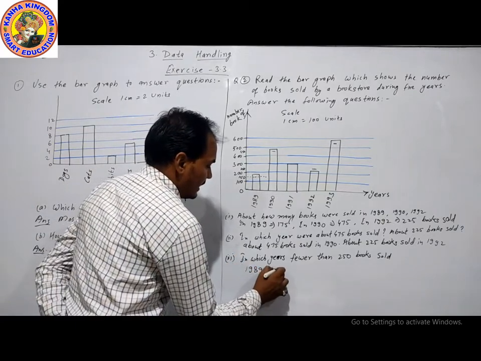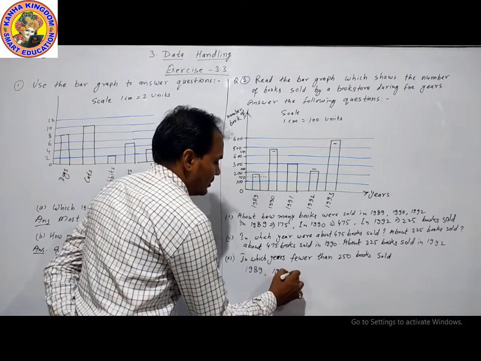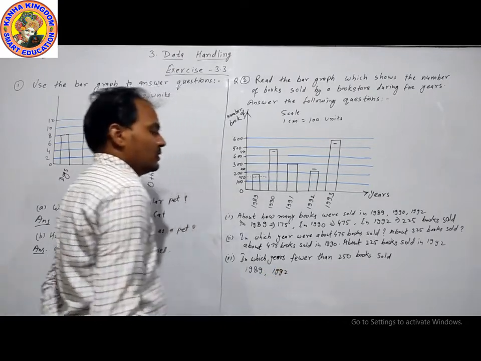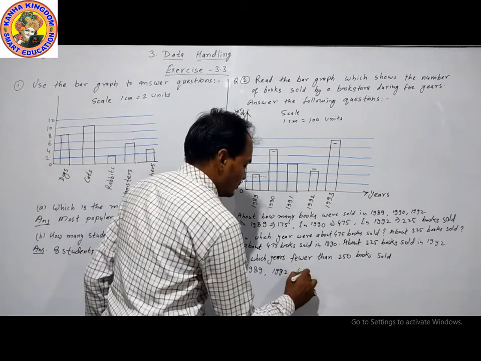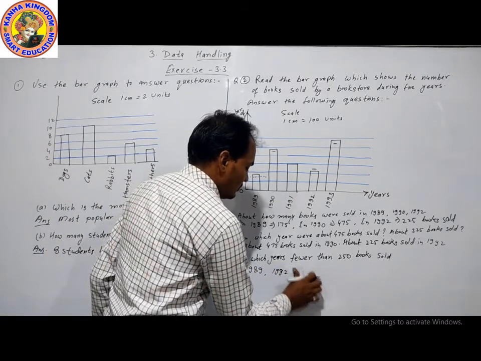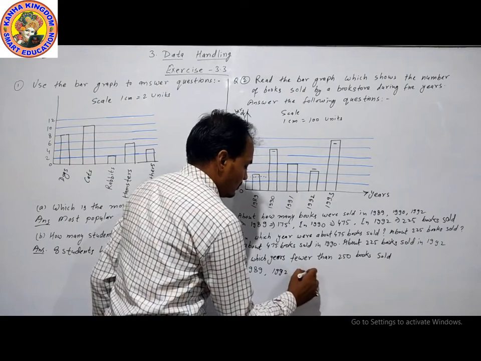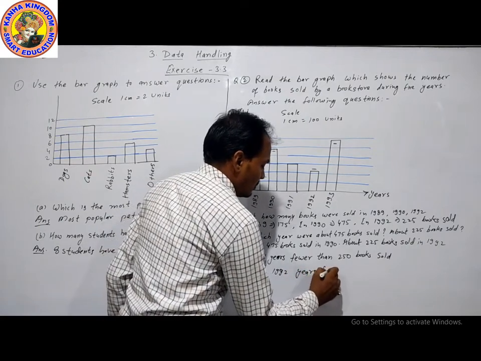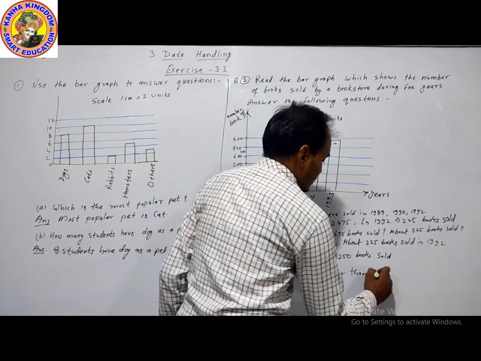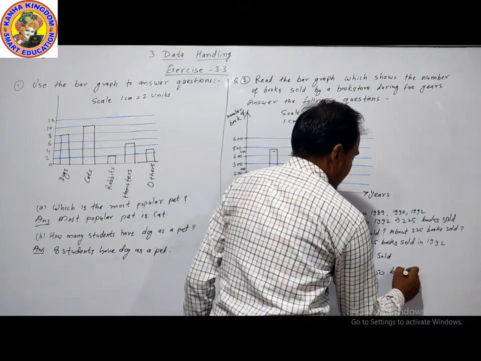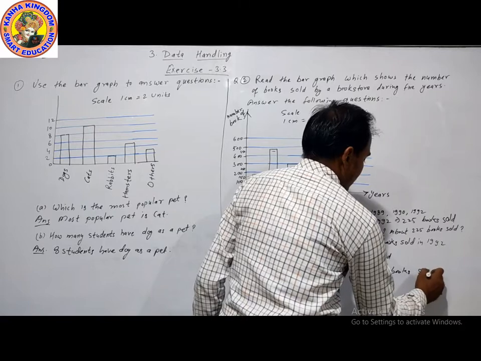1989 and 1992, fewer than 250 books sold.